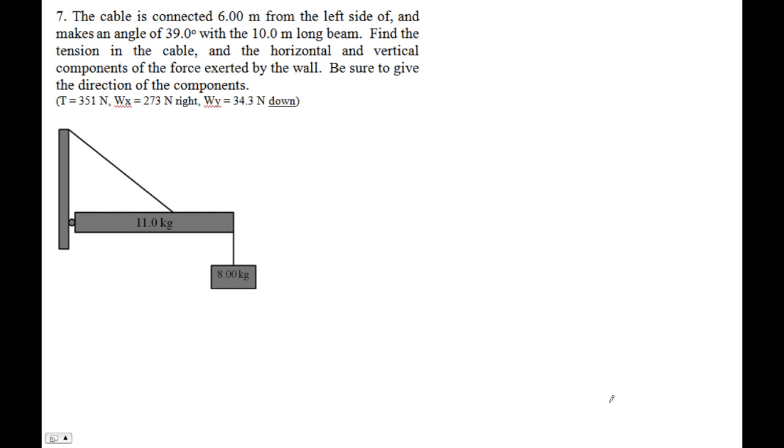Yeah, that's problem 7 here. The cable is connected 6 meters from the left side. It's a 10-meter long beam. Okay, so this is 6 meters here, right?